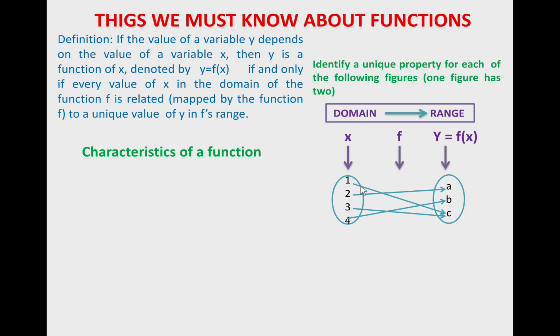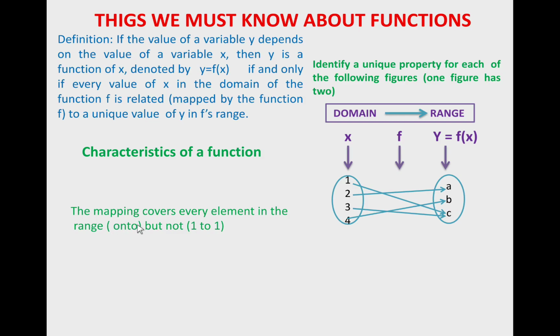But one thing that we observe for this function is, if we look at the range, a was not mapped to in the previous example. But in this example, a is mapped to, and every element in the range is mapped to by elements from the domain. So this type of mapping is called onto. The mapping covers every element in the range, and that's why it's called onto.